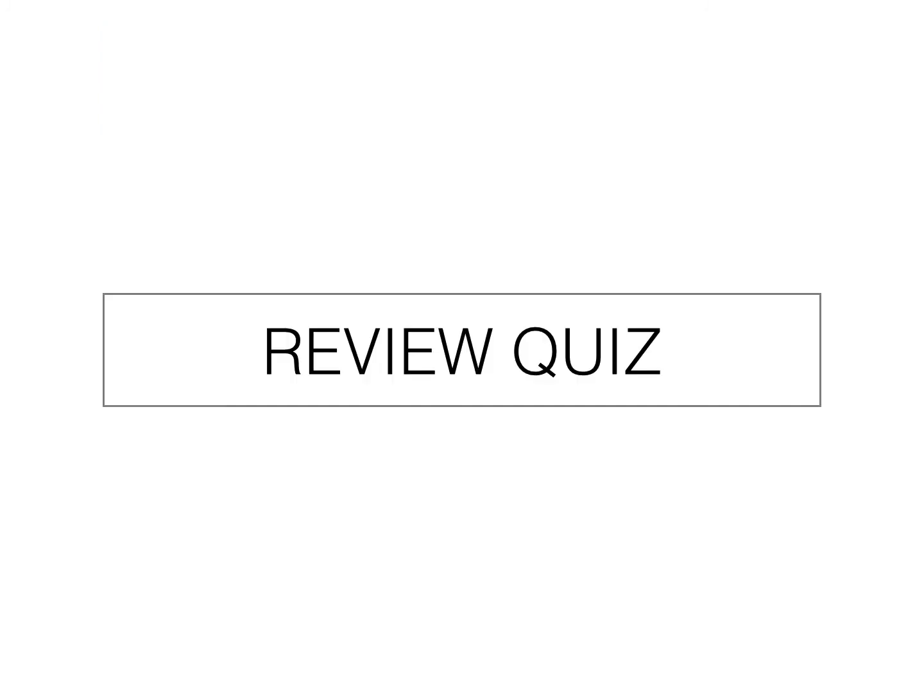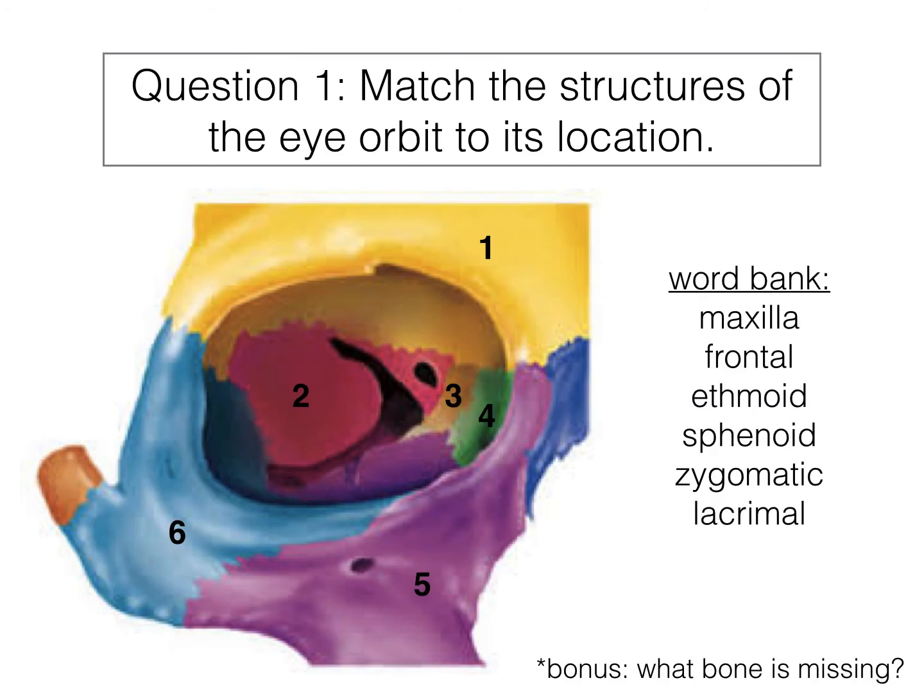So now that we've learned a bunch within this lecture, I want to give a review quiz. First we're going to match the structure of the eye orbit to its location, and as a bonus, we're going to see what bone is missing. Feel free to pause this video, but I'm going to go on and say the answers. Number 1 is the frontal, number 2 is the sphenoid, 3 is the ethmoid, 4 is the lacrimal, 5 is the maxilla, and 6 is the zygomatic. And what bone is missing, since this is an anterior view, is the palatine bone. If you got that right, give yourself a pat on the back.